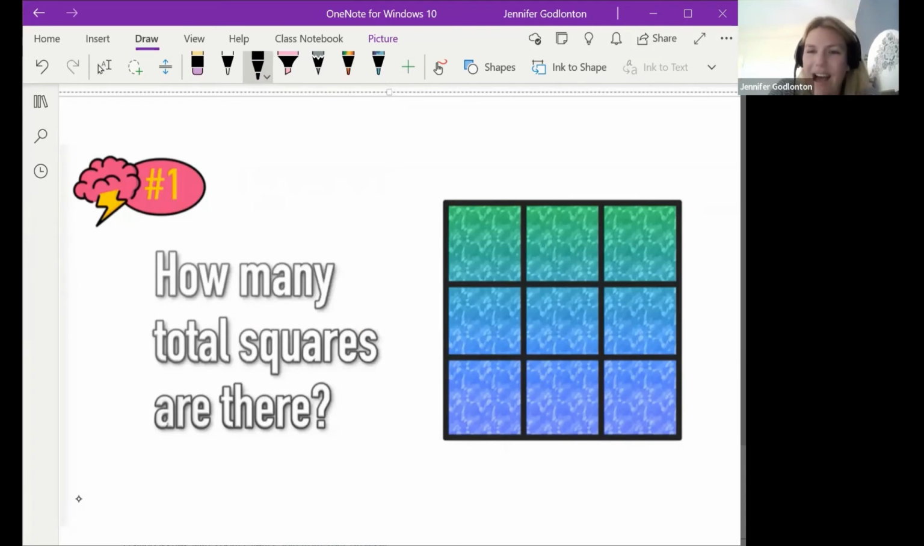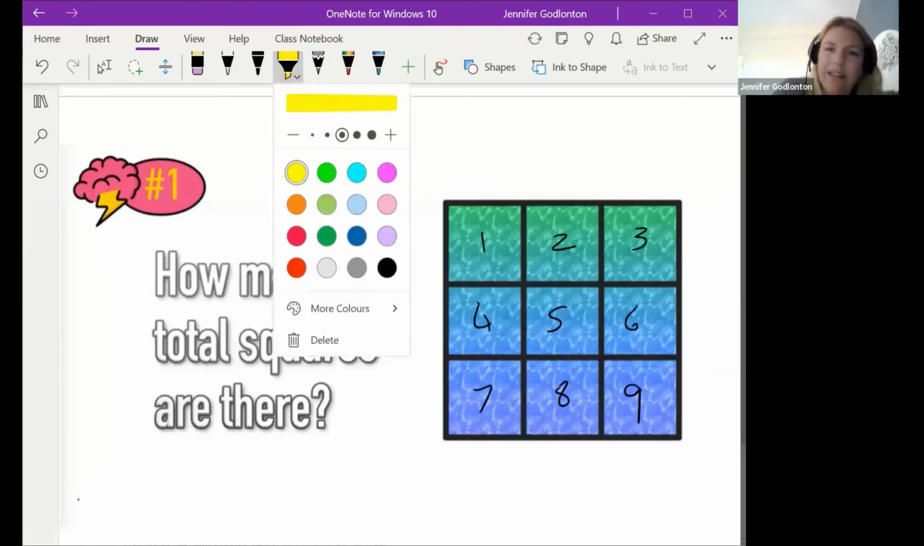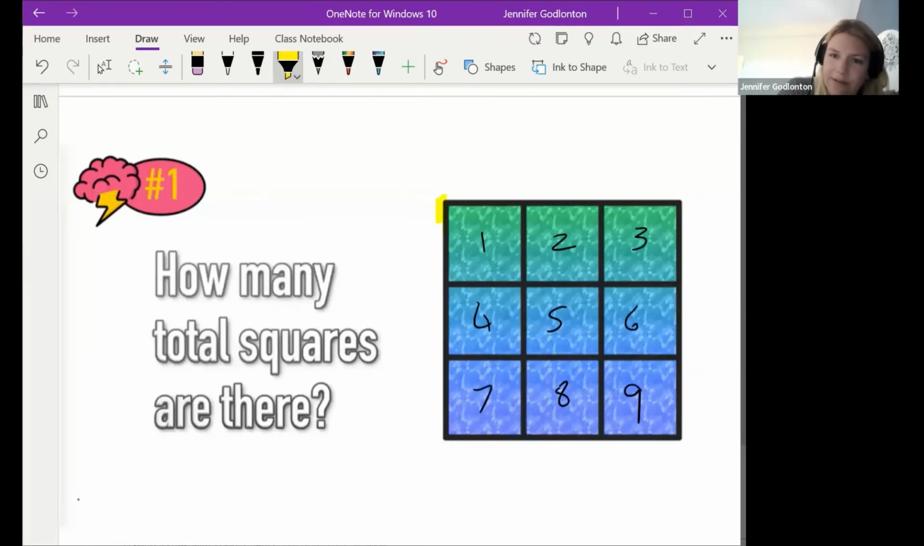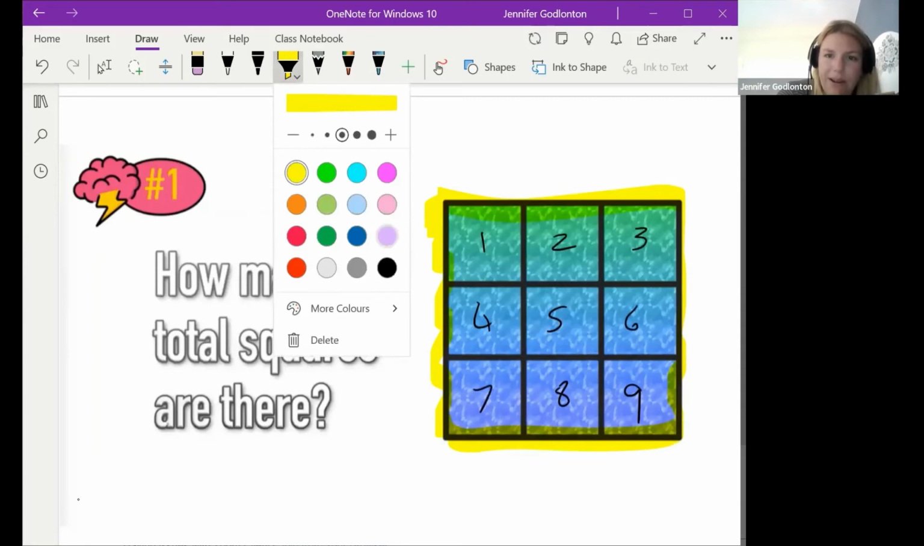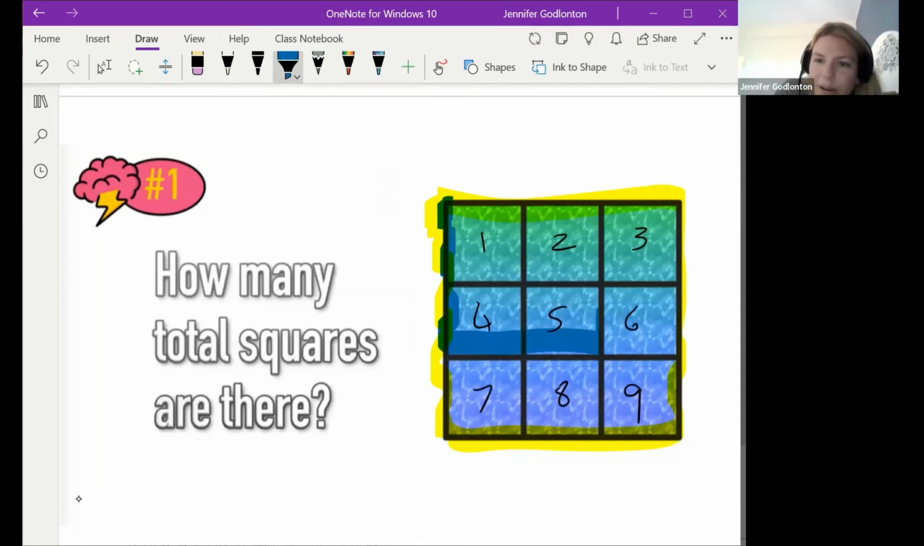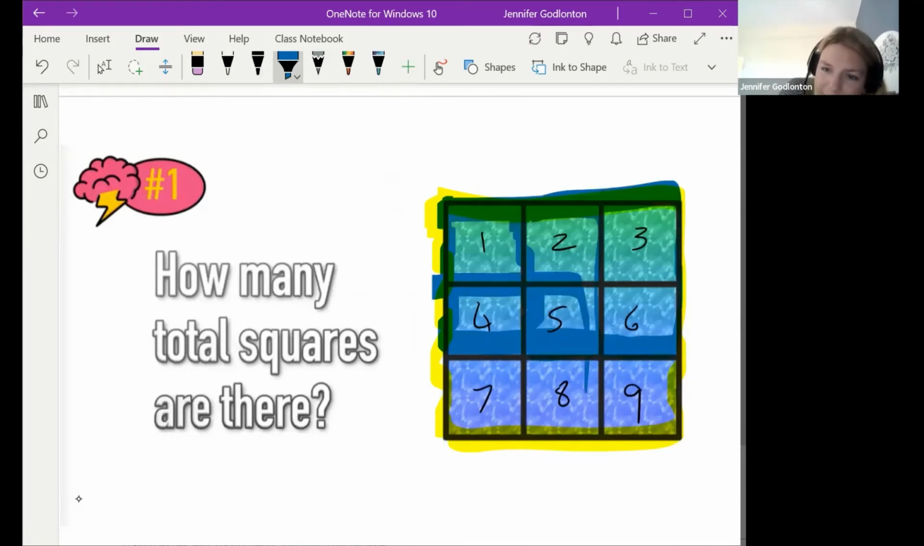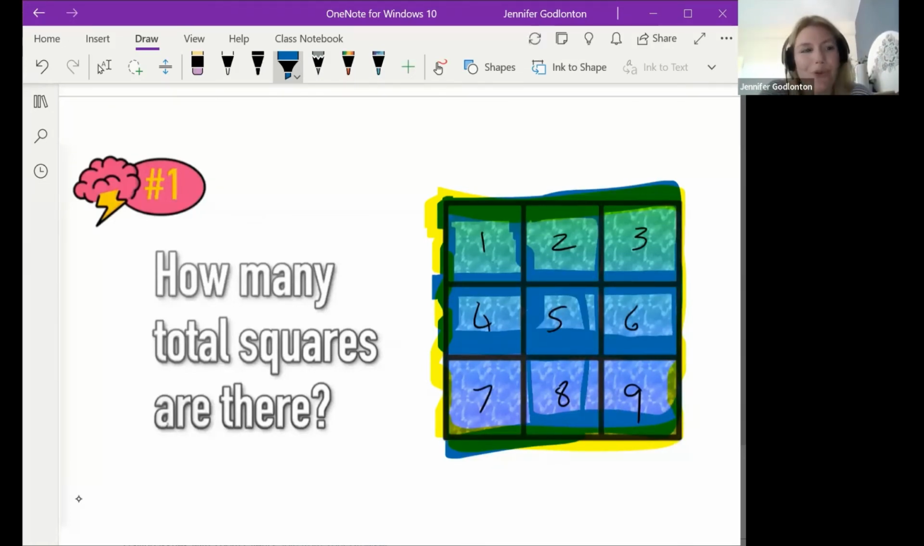Well done. 1, 2, 3, 4, 5, 6, 7, 8, 9. Okay, so lots of people saw the 9. That was cool. Then we have this one, 10, so a big square. So those of you who saw 10, that was the 10th one. Then we have this one, and this one, and this one. And that makes 14. So there were 14 squares.